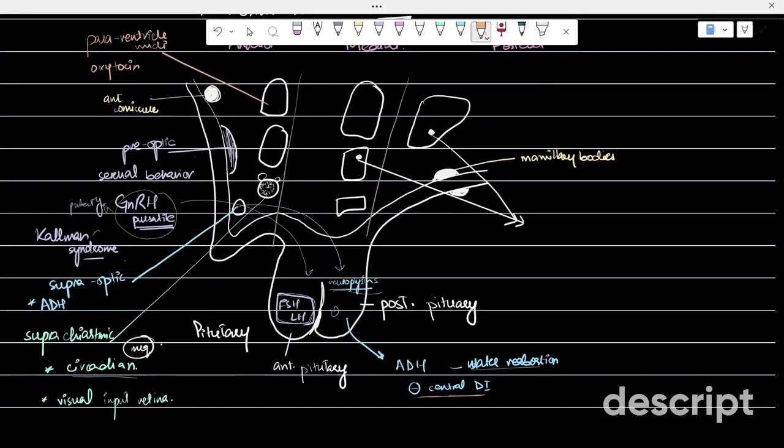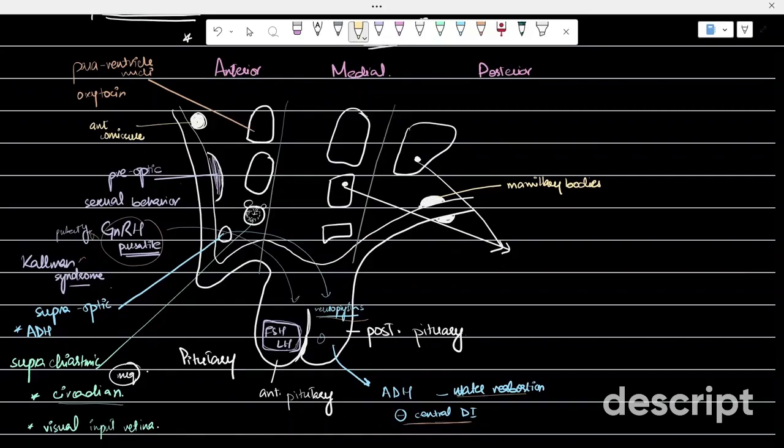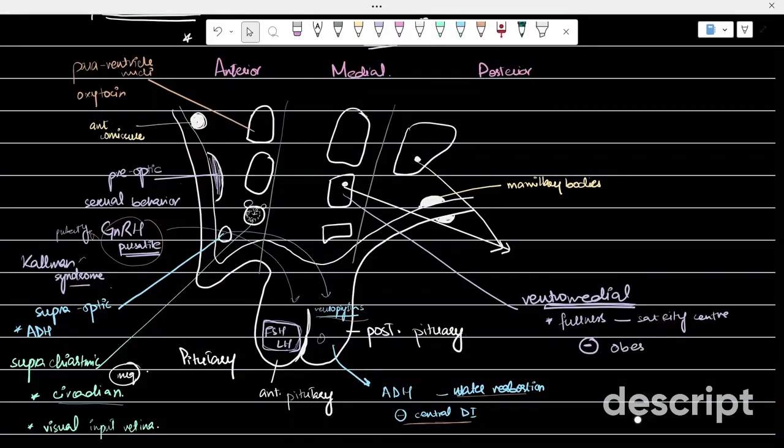Now moving on to the medial portion, the important nucleus present over here for us is the ventromedial nucleus. The ventromedial nucleus is responsible for fullness, as it is the satiety center. So whenever you eat something, this is the part of brain which helps you feel full, and when it is absent it can result in obesity or hyperphagia. So a lot of MCQs come from here. The ventromedial nucleus is responsible for making you full. That means once you have eaten, it will make you stop.